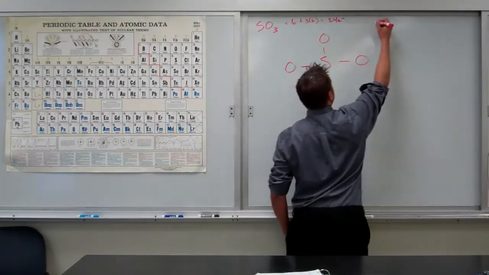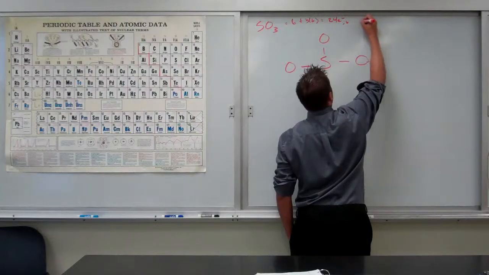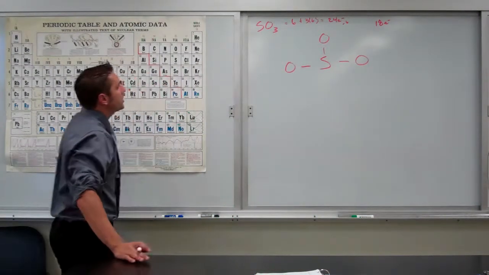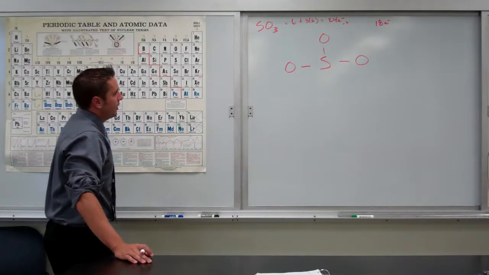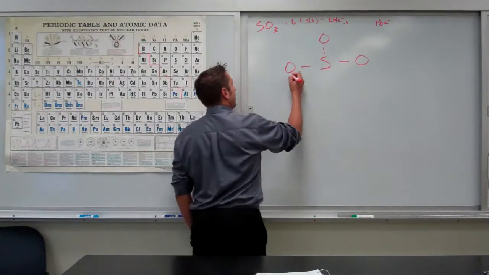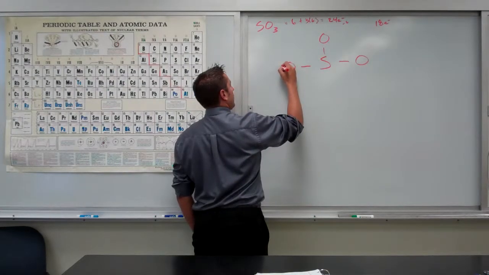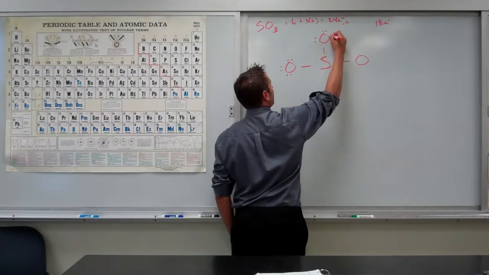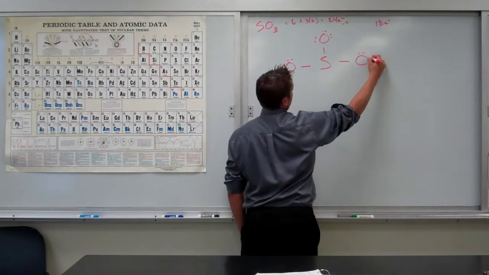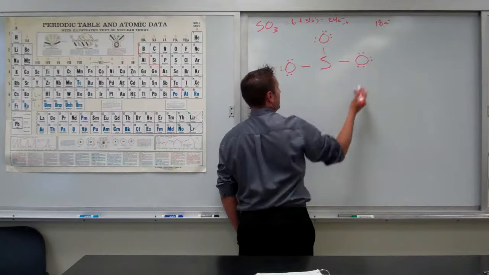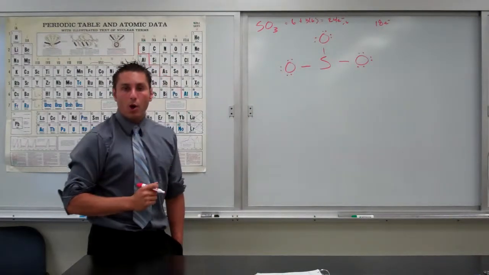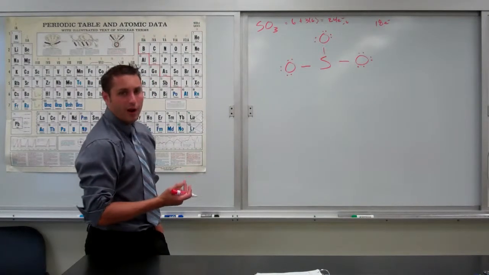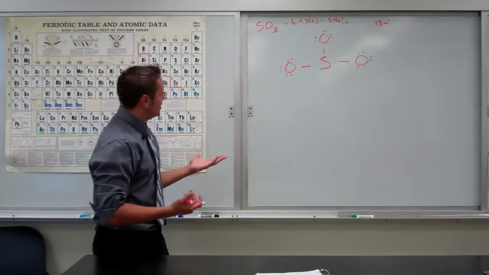That's going to take away 6, leaving me 18 valence electrons to make all the O's and the S happen. So let's try to do that. This O needs 6, 4, 5, 6. It's good. 7, 8, 9, 10, 11, 12. It's good. 13, 14, 15, 16, 17, 18. It's good. I've used up all my valence electrons. Now I have to make sulfur happy, because I have no more dots to give it.